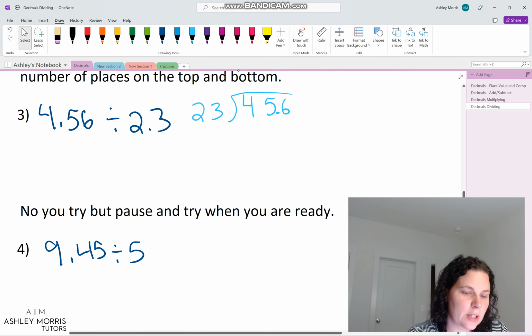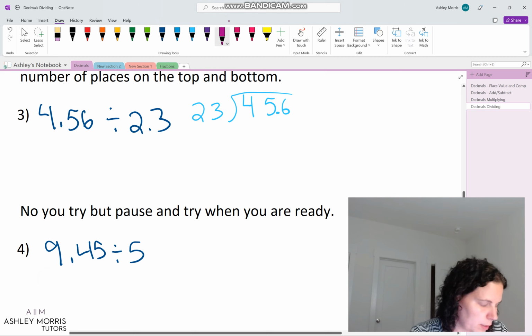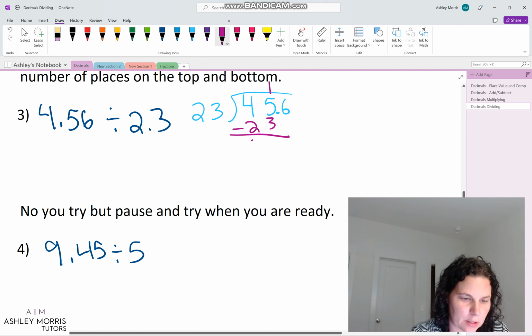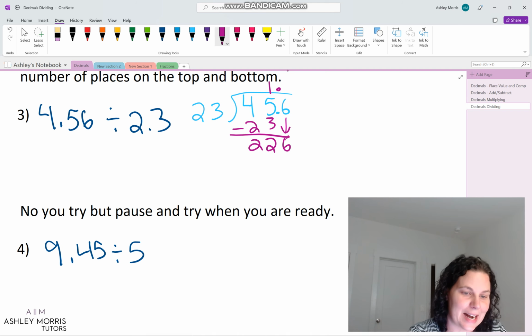So 23 will go into 45 almost 2 times, but it ends up being once. So 1 times 23 is 23. Subtract and we get 22. Don't forget to bring your decimal up. Here I'm going to bring down my 6. So 23 will go into 226 9 times.